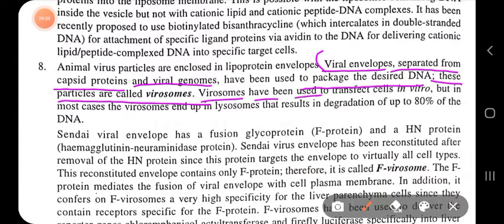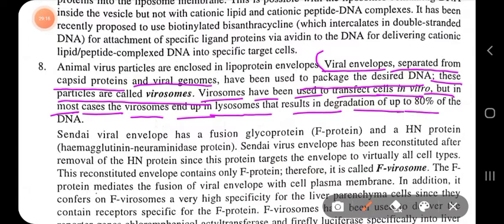Virosomes have been used to transfect cells in vitro, that means in the lab, but in most cases virosomes end up in lysosomes and result in degradation of 80% of the DNA. Now you can also use viral envelopes as a mode of delivering the DNA, because the viral envelopes are also made up of lipids.